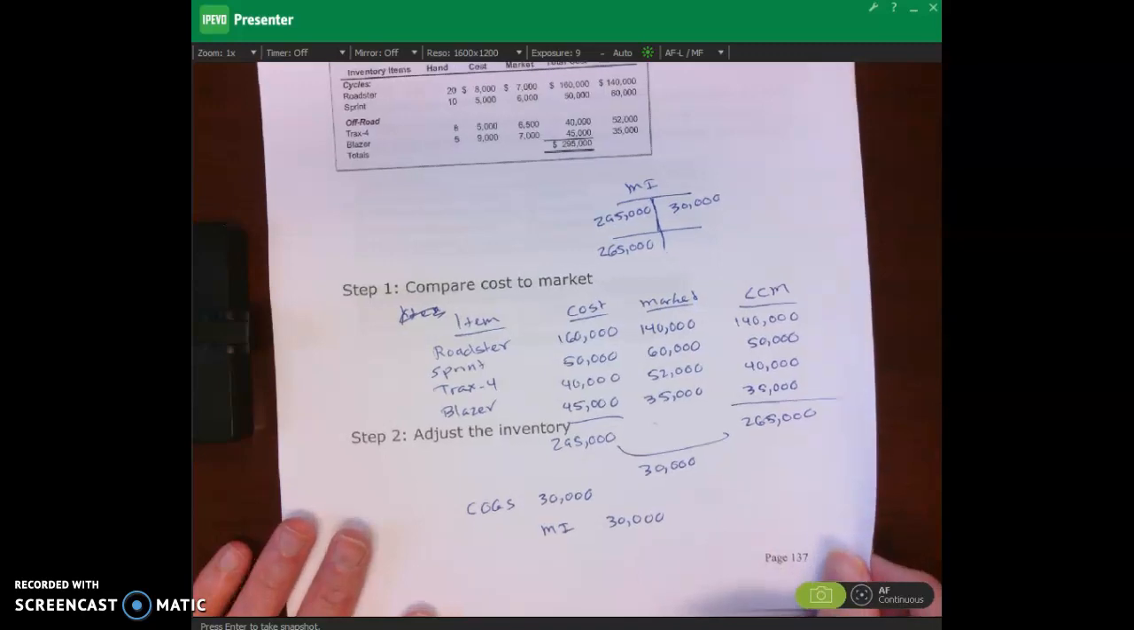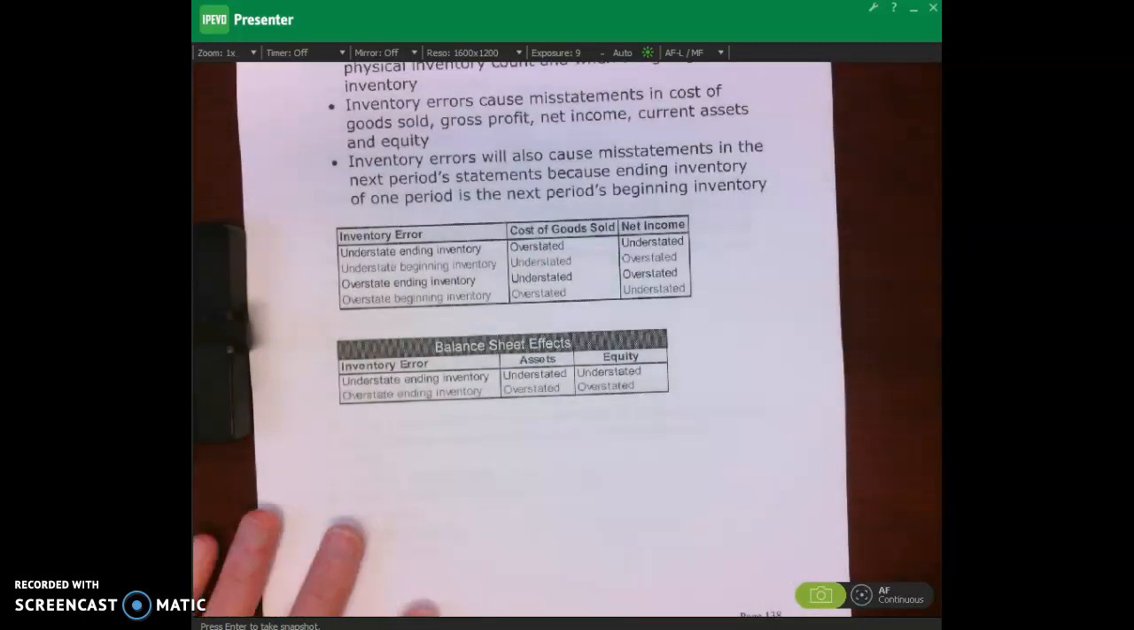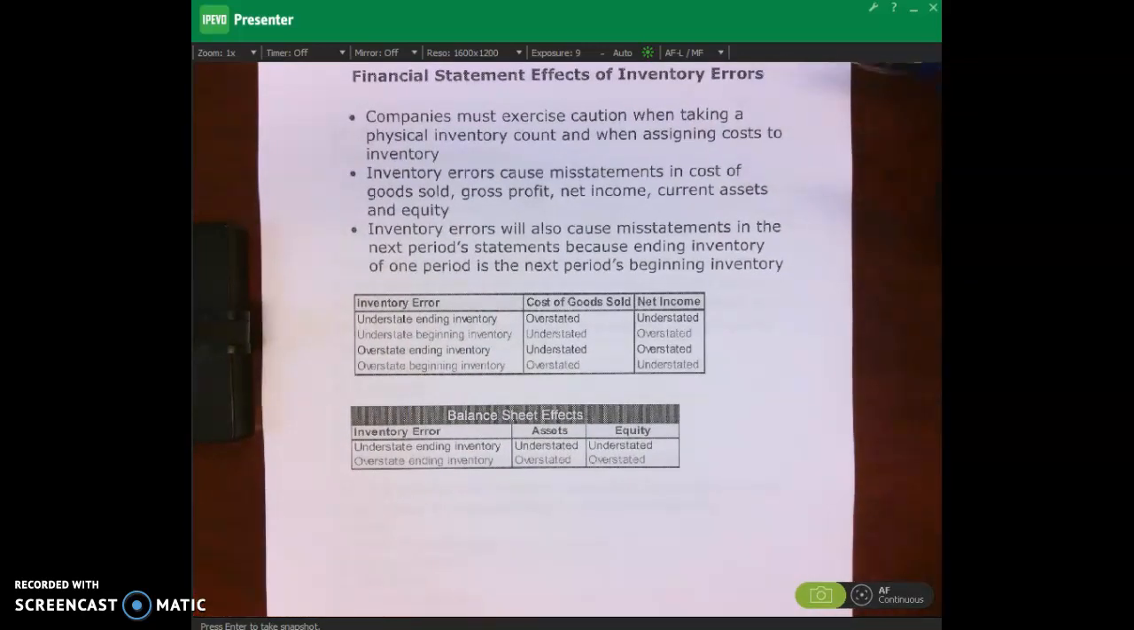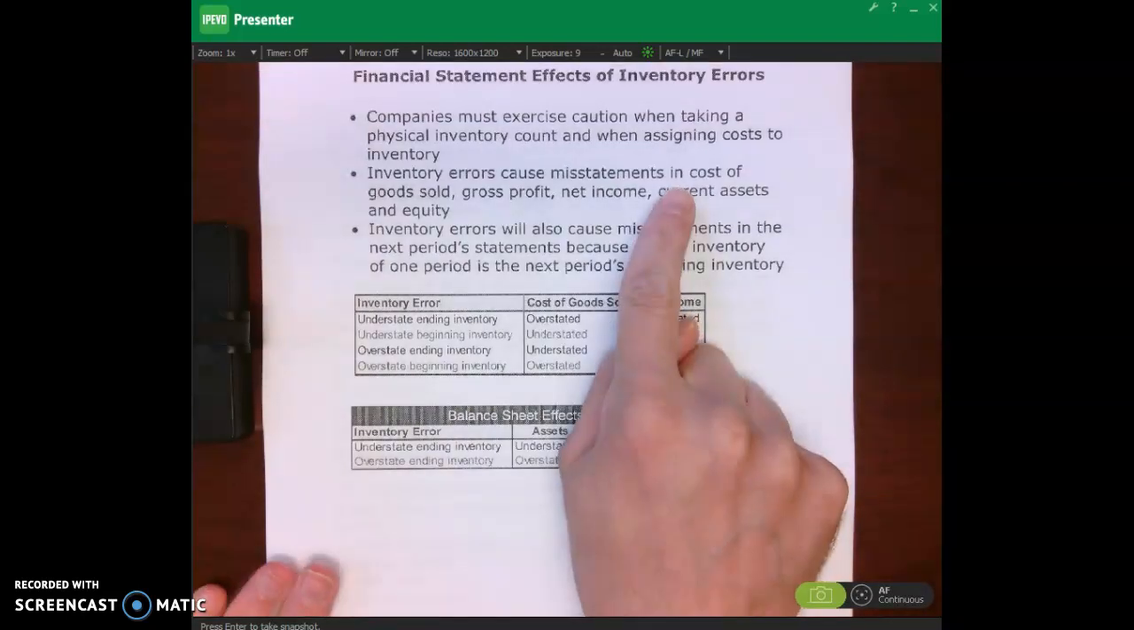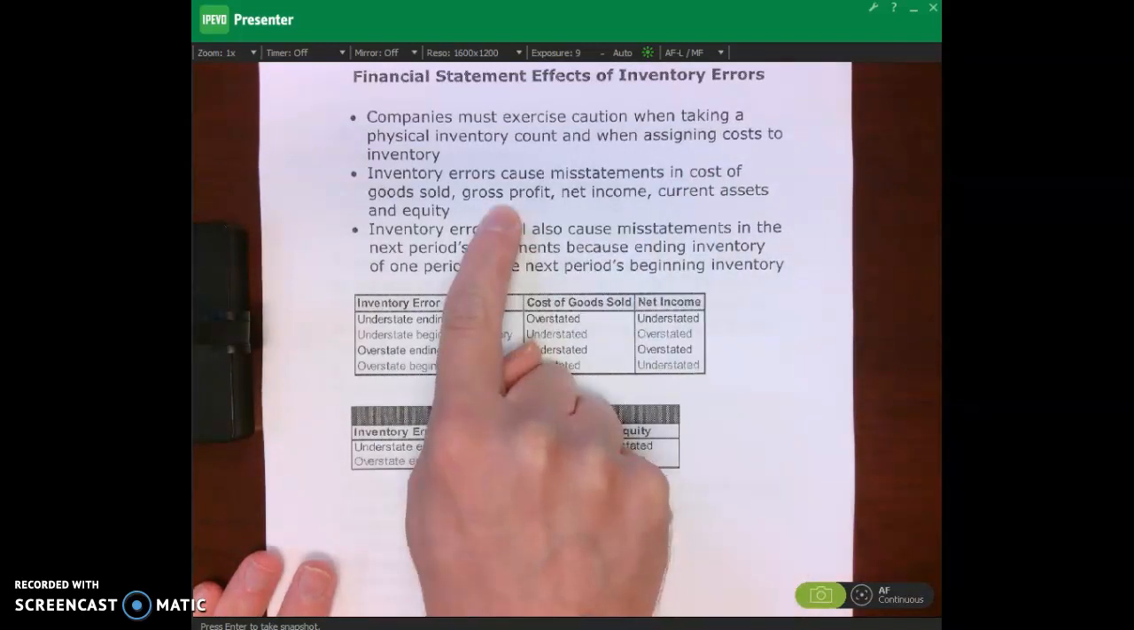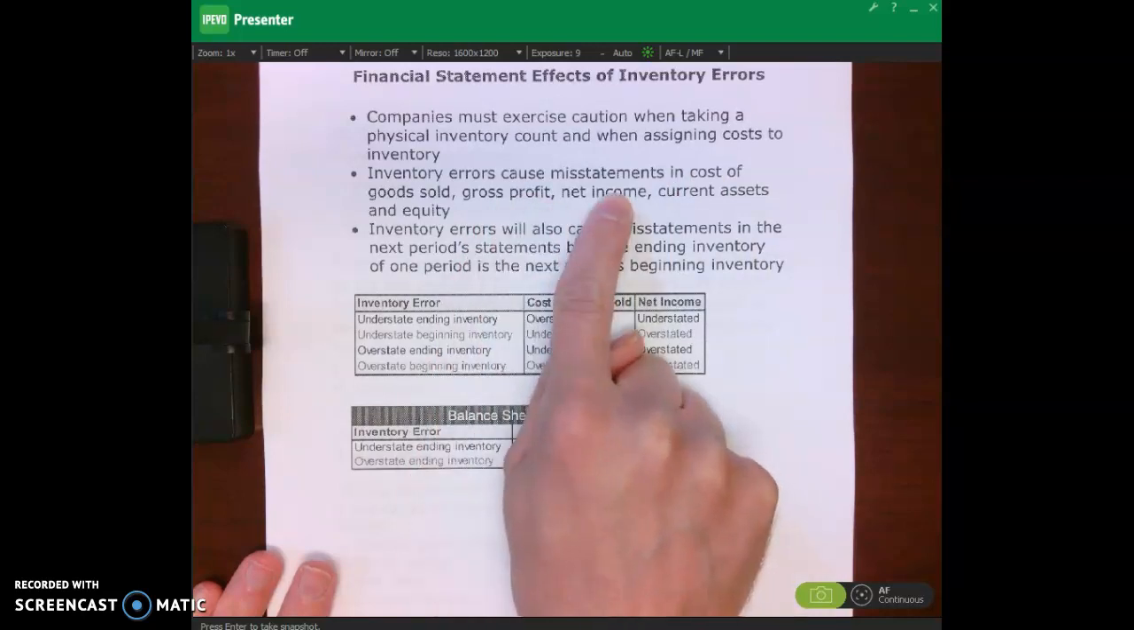All right. So let's look at financial statement effects of inventory errors. And so what I'm saying over here is that companies need to be really careful when they're doing their physical inventory count at the end of the accounting period. So we'll say at the end of the year, when they go through and physically count all their inventory, because if they mess up, that can have an influence on our financial statements. Okay. It can cause problems in cost of goods sold. And when it causes a misstatement in cost of goods sold, that can cause a misstatement in gross profit, which then causes a misstatement in net income.